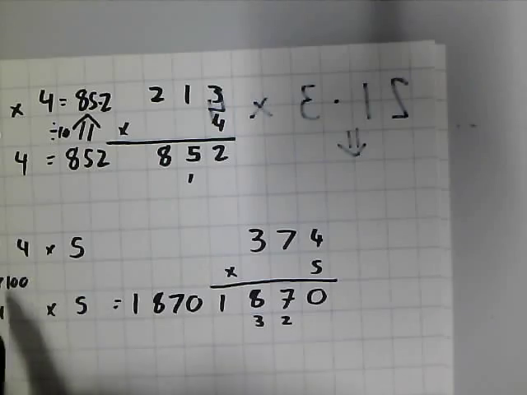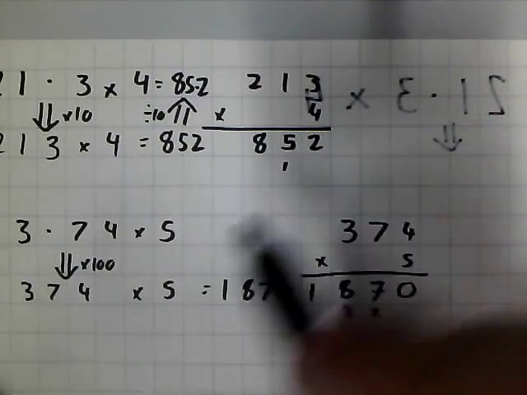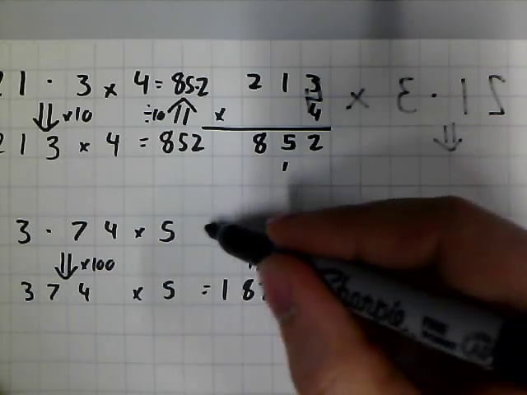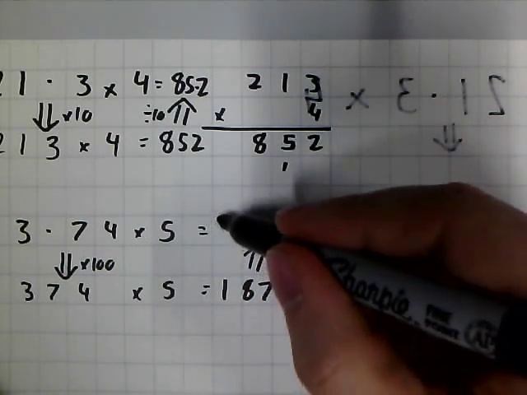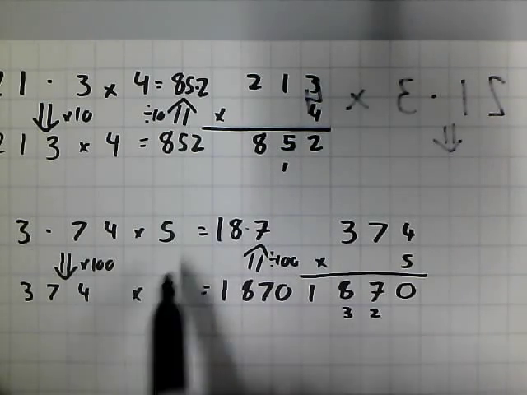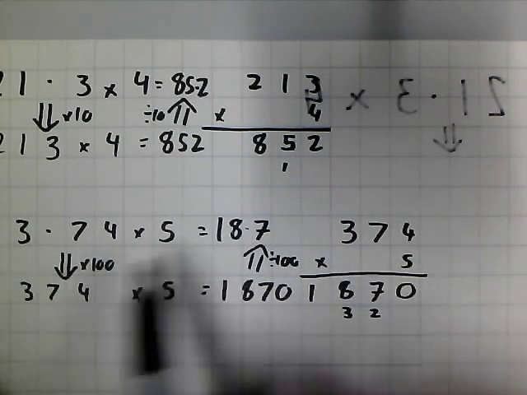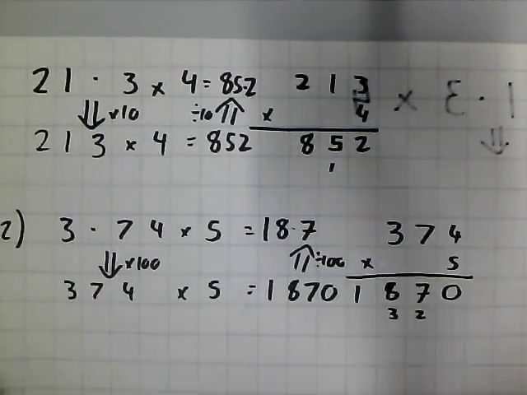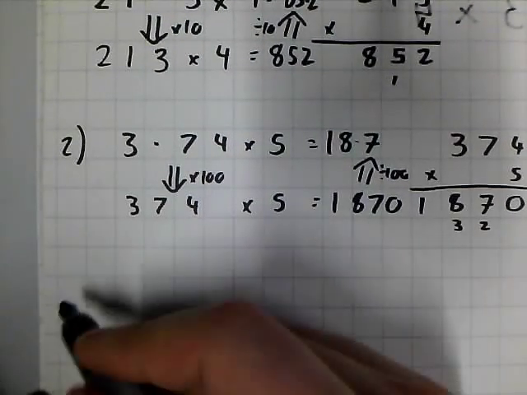So 374 times 5 is 1,870. But my answer is 100 times too big, so I'm going to divide my answer by 100, and I end up with 18.7. Or 3 times 5 is roughly 15, so that's near 18.7. Okay, question 3.